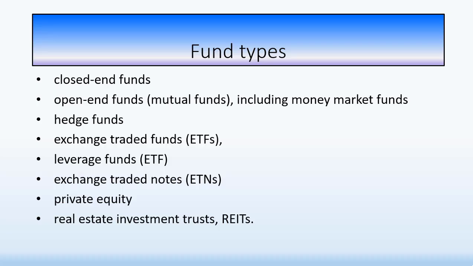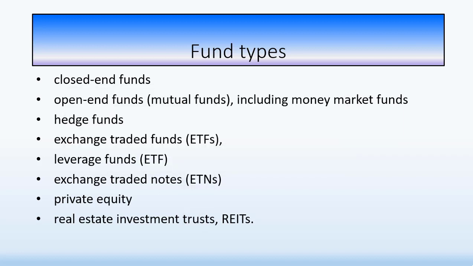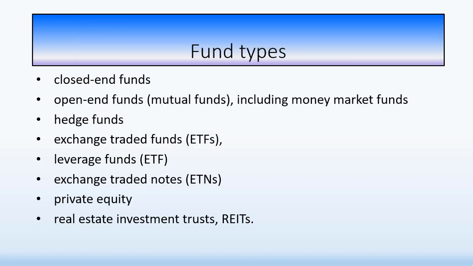It prices its portfolio at 4 o'clock, but it's not until at least 5:50 in the evening that those mutual funds send that information to the financial networks and media, like the Wall Street Journal and other financial media. Pretty soon, we'll come up to ETFs. And ETFs are even more convenient than a closed-end fund. ETFs are quite flexible, in that you can trade them all day from 9:30 when the market opens till 4 o'clock.